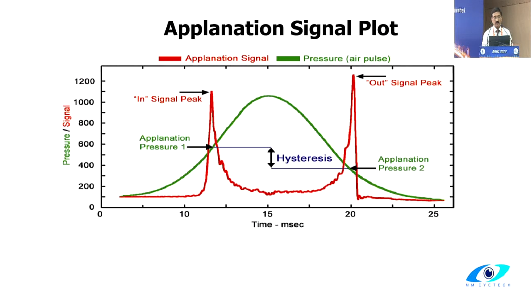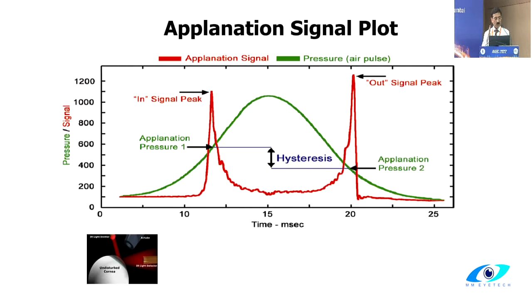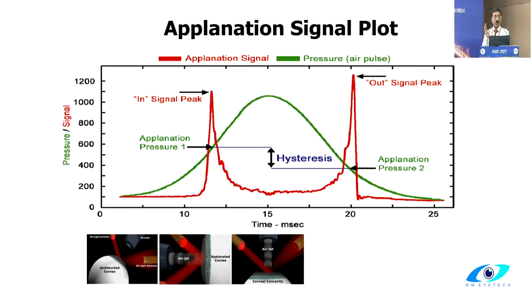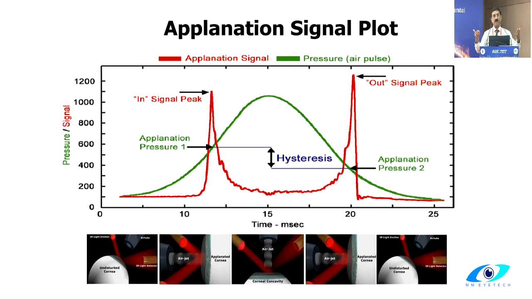So, like I was saying, if you look at the map at the bottom, you can see that the air puff is hitting the cornea, and then there is a state of applanation, and then there's a state of corneal concavity, and then there's a state of applanation as the air puff goes away. And again, the cornea comes back to its normal convexity. And this is what happens to the signal peak. So you get a signal peak when the applanation happens going in, which is applanation 1.